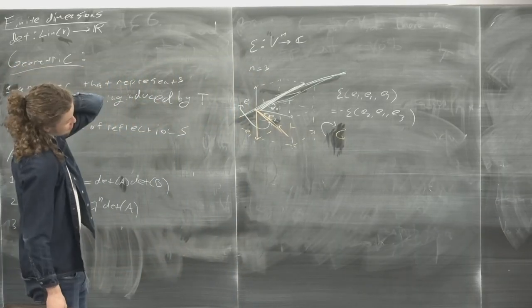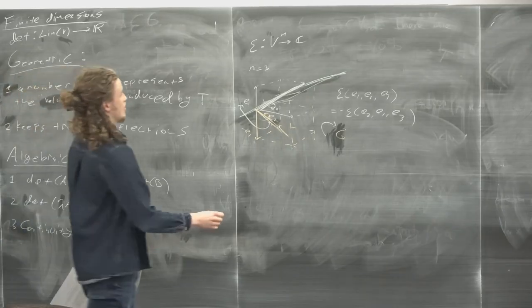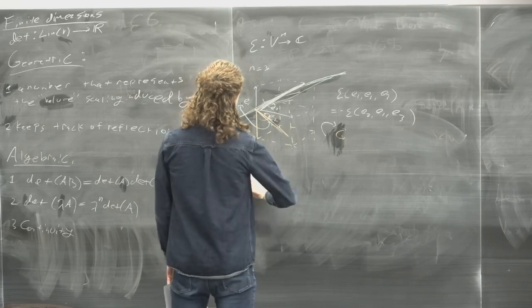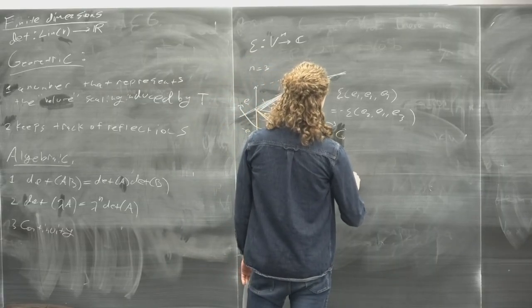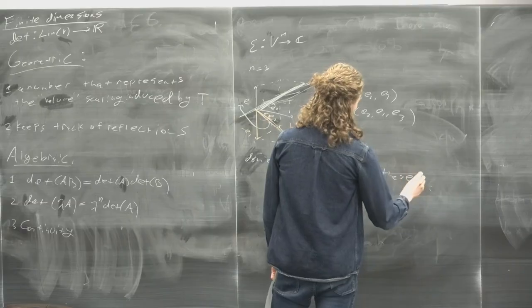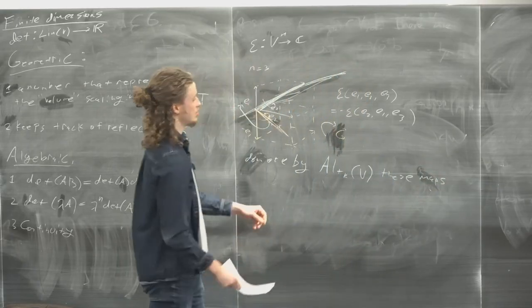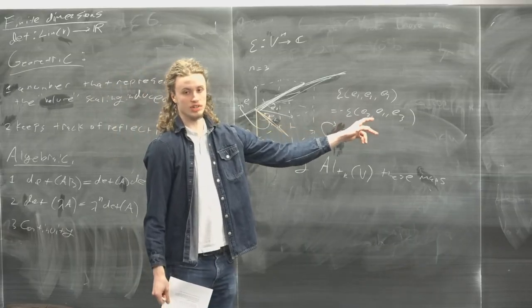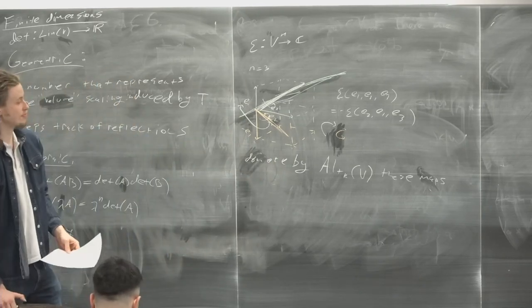Okay. So that is to say that we want multilinearity and this anti-symmetry property. I'll denote by alt sub k of V these maps. These are the maps where I can swap any two of these entries at the cost of a minus sign, and they're multilinear.